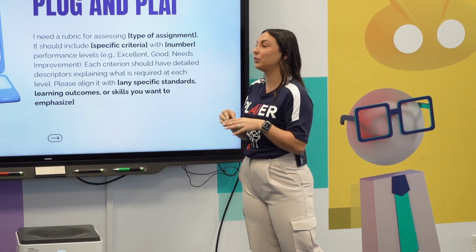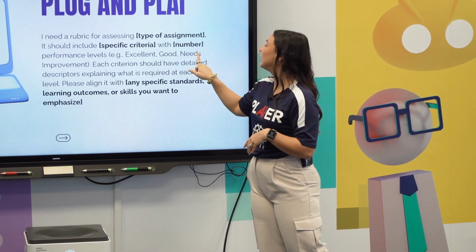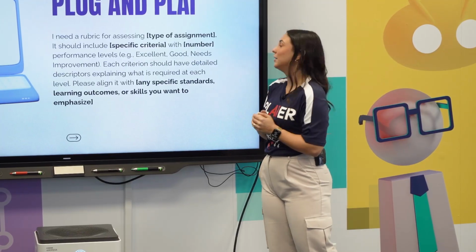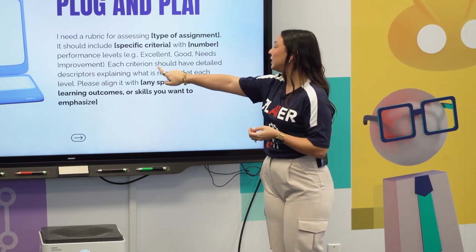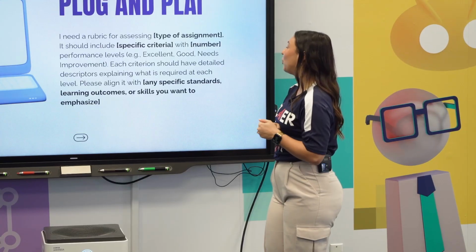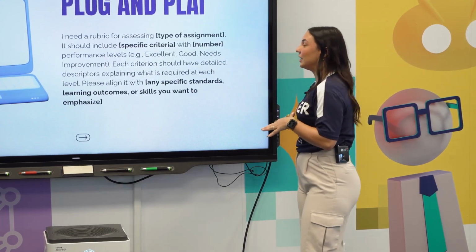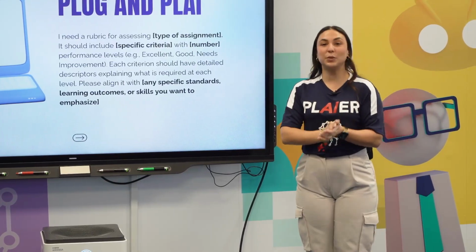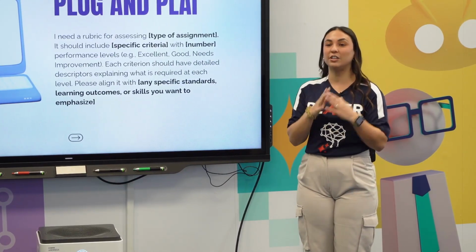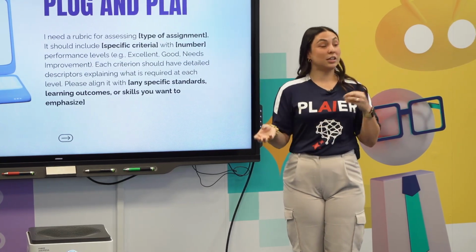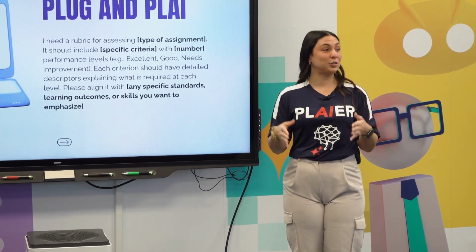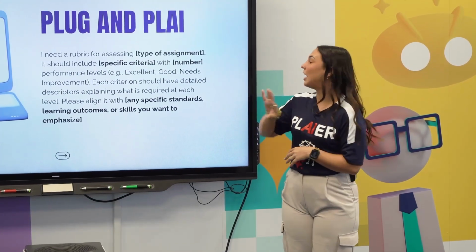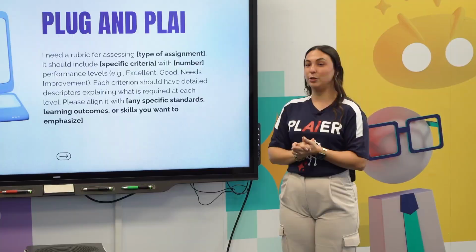So you can put 3, I only want excellent and good and needs improvement. Or you can go above and beyond and put 4, however many you want. Each criterion should have detailed descriptors explaining what is required at each level. Please align it with any specific standards, learning outcomes, or skills that you want to emphasize. This is where you can tailor it to your content and your classroom's needs. So you can look at the objectives that you had for that module. Like, what are students able to do this particular week and this particular assignment? Add that here and have your rubric there.